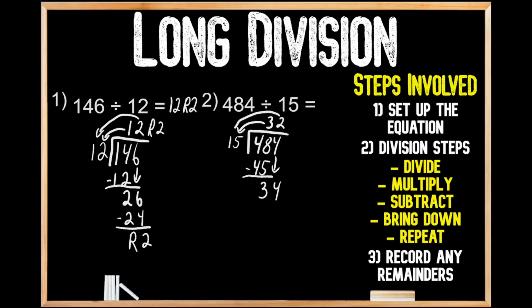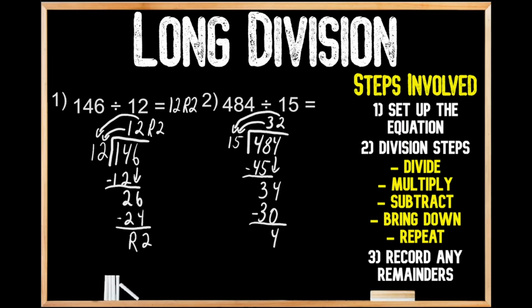step of multiplying. We're going to multiply 2 times 15, which we know gives us 30. So we'll write the 30 down below, and now we're going to subtract. And when we subtract 30 from 34, we're left with 4.